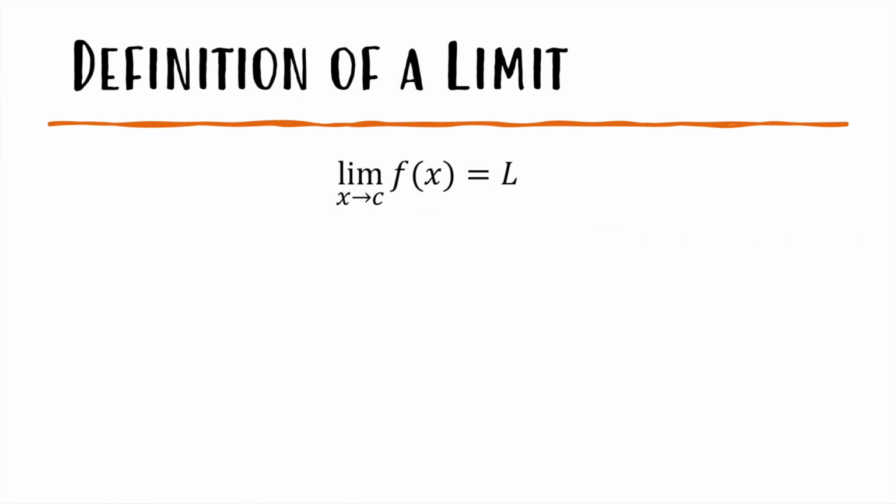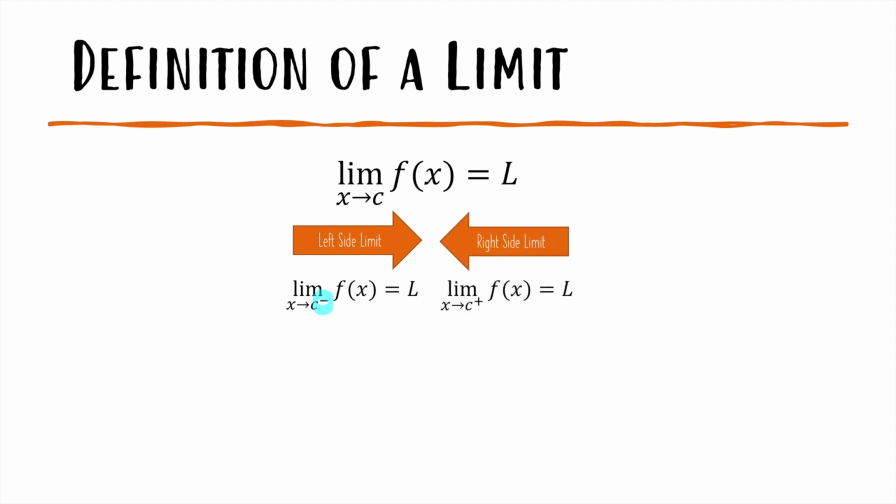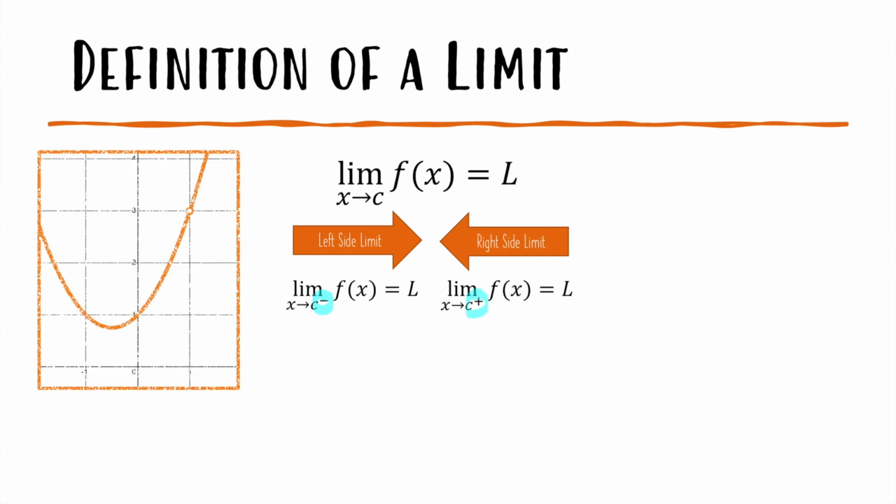Let's talk about the actual definition of a limit. So the limit as x approaches c of f of x equals L if the left side limit, the limit as x approaches c from the left, that little minus sign, equals L, and the right side limit, the limit of our function as x approaches c from the right, that's what that little plus sign is, equals L.